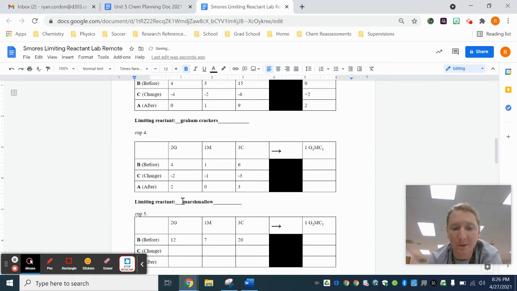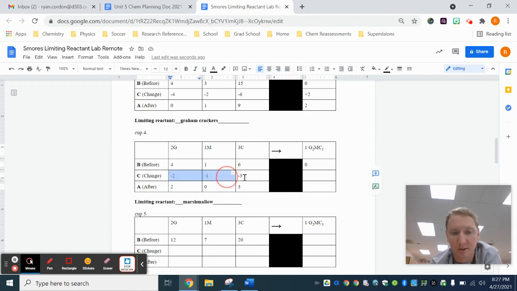Once we prove that we have the correct limiting reactant, we can predict how much product we will make. We know we always start with zero products, but we can predict how many s'mores we'll make. Think about if we're using this amount of graham cracker, marshmallow, and chocolate chips, how many s'mores do you think we would make?